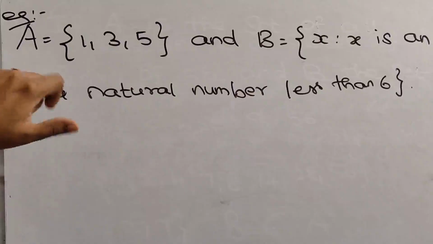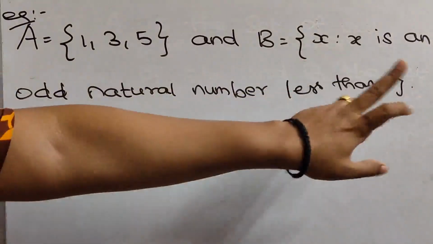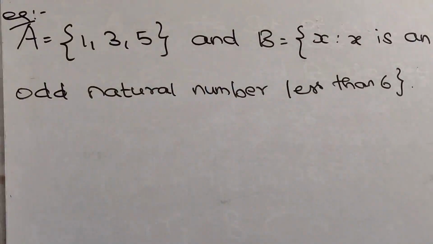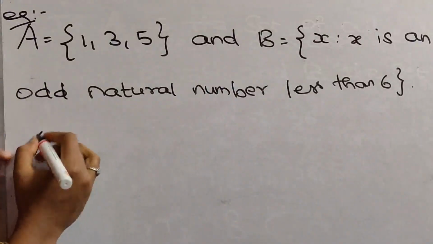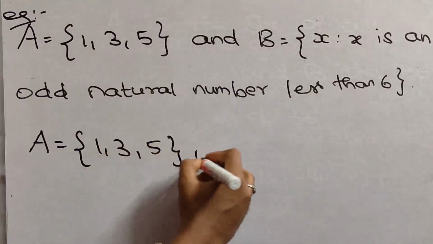Let A = {1, 3, 5}. B = {x such that x is an odd natural number less than 6}. Now we have to say which one is the subset of which one. A is already mentioned in the question, {1, 3, 5}. Now we have to write the elements for B.